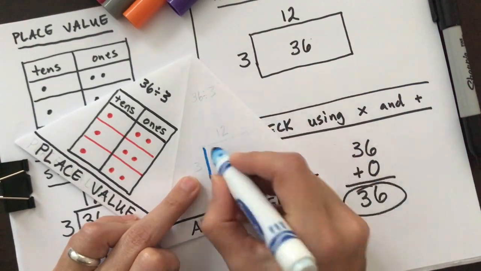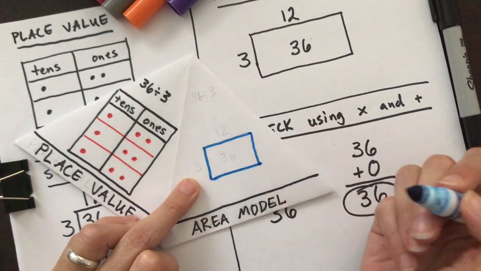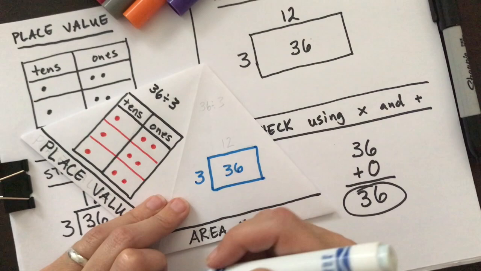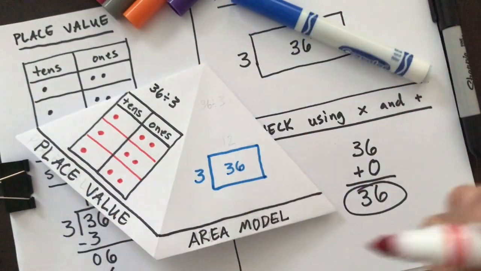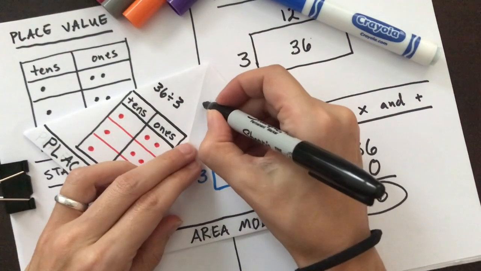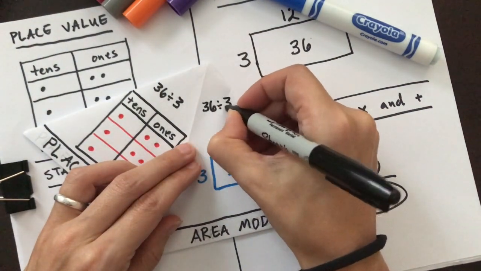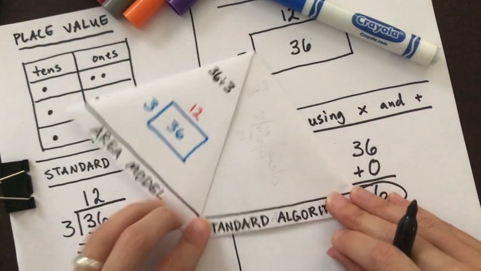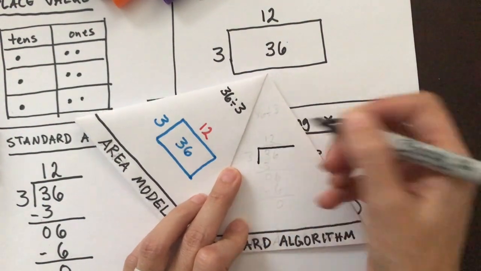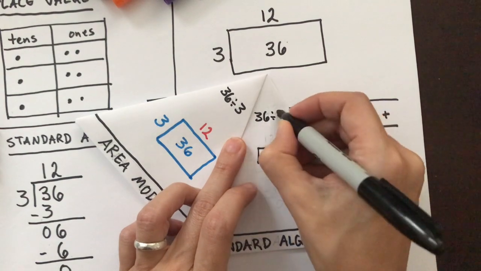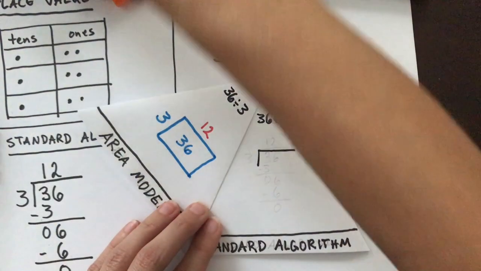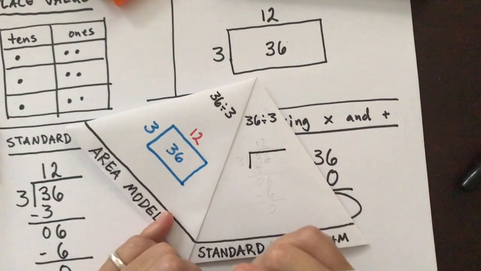All right, now area model. I'm going to use another color just to make it really different so they don't all blend together. So my box 36 is going to be the product, and 3 is on the side. That's the width, and then 12 is the length. So I just showed the connection with the place value that I just figured out. Notice that I'm writing down my problem on the tip of the pyramid each time. That's just to keep me focused and remind me no matter which side I'm looking at.